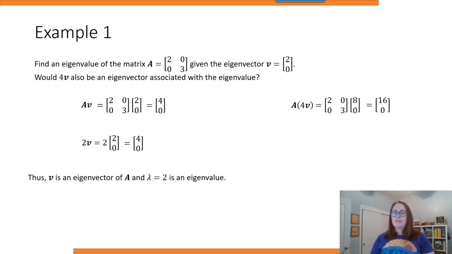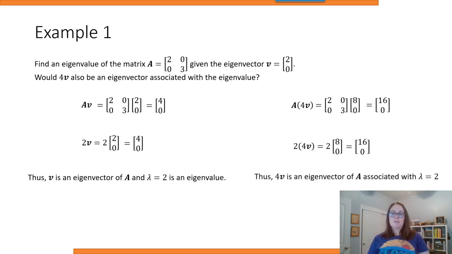Okay, so this time I ended up with just 16, 0, which is the same thing as if I had taken 2 times 4V. In that case, I'd do 2 times 8, and I get that 16. So 4V also worked out to be an eigenvector associated with the same eigenvalue of lambda equals 2.